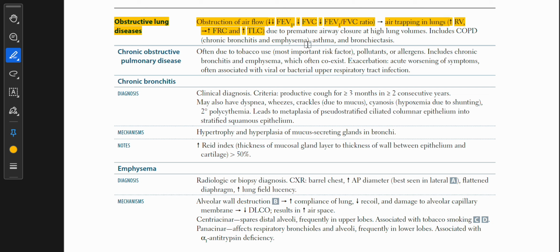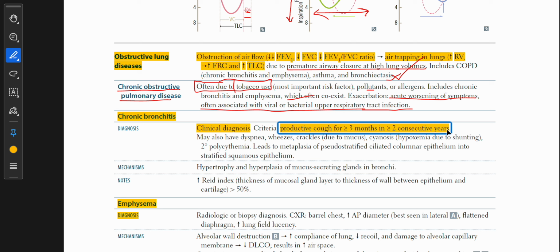Chronic bronchitis has a clinical diagnosis. The criterion is something we have to remember exactly: there should be a productive cough for greater than 3 months in greater than 2 consecutive years. That is the clinical diagnosis of chronic bronchitis. A very large amount of sputum is formed in chronic bronchitis, actually, right?